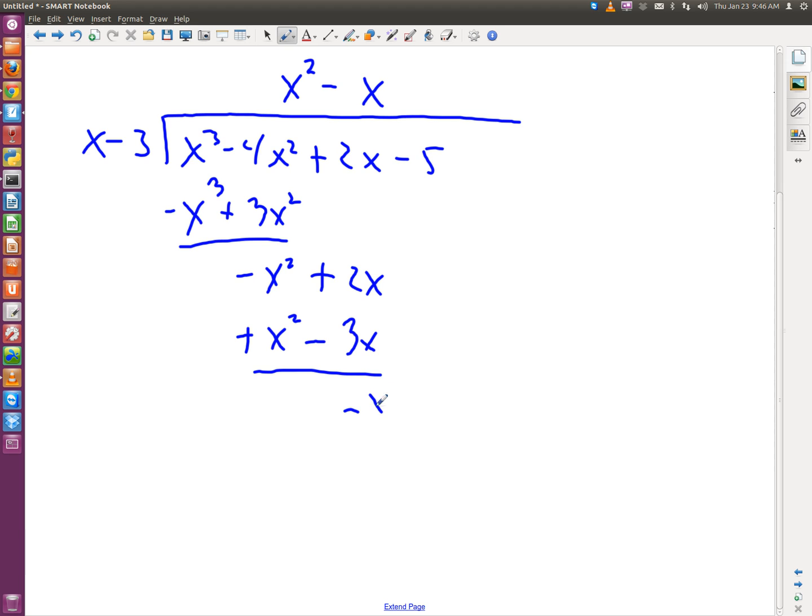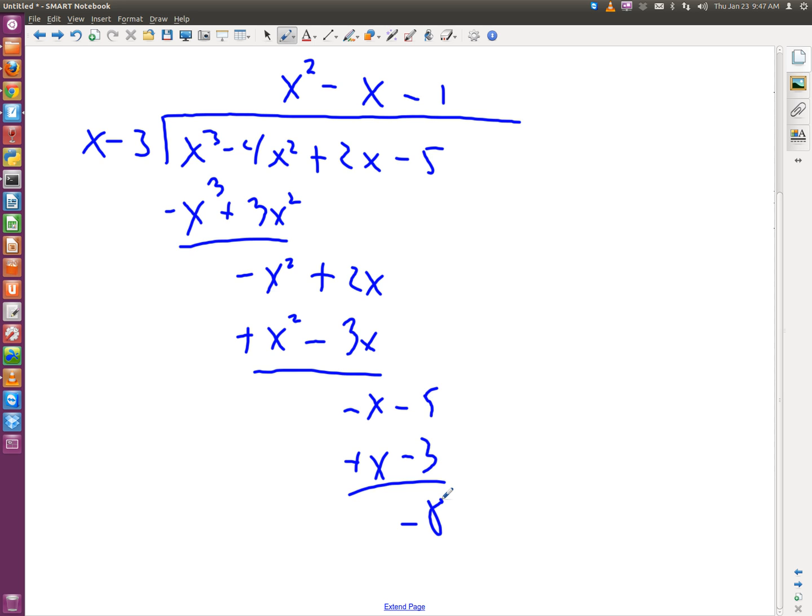negative x. Right. Now what? Bring down the 5. How many times does x go into negative x? Negative 1. So negative 1 times x is negative x, and negative 1 times negative 3 is positive 3. Then you're going to add the opposite, and you get negative 8. So is that a factor of x cubed minus 4x squared plus 2x minus 5? No, you have a remainder. You've just discovered the remainder theorem.